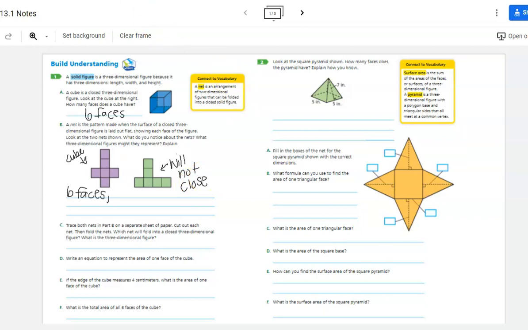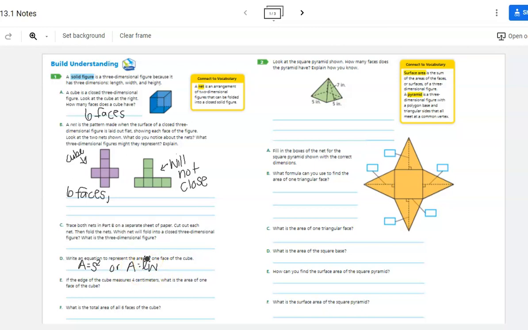Trace both nets in part B on a separate sheet of paper. We are not going to do this right now because I obviously cannot show you, see? Let's look down here. We will be working on C in class though. D, write an equation to represent the area of one face of the cube. So one face is a square, so our square formula is A equals S squared. Or you can use area equals length times width if you like that one better.